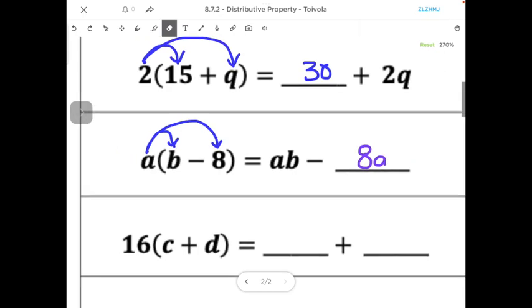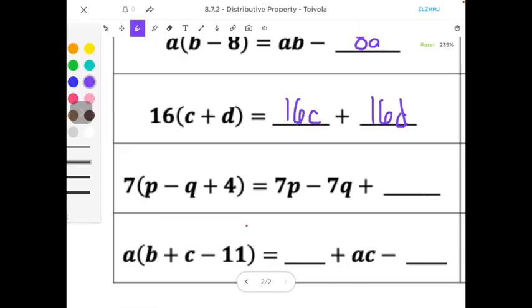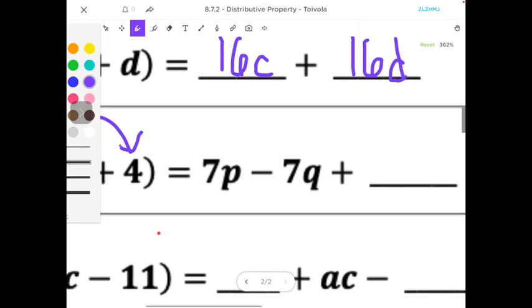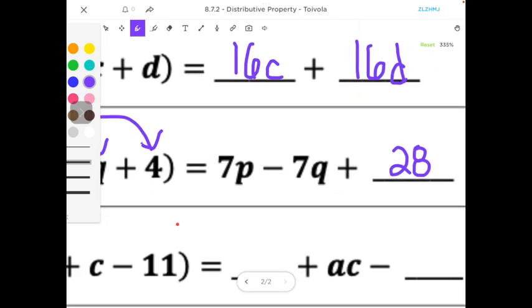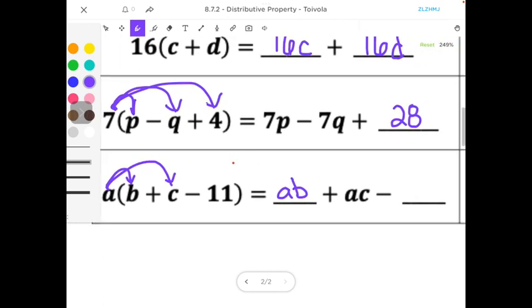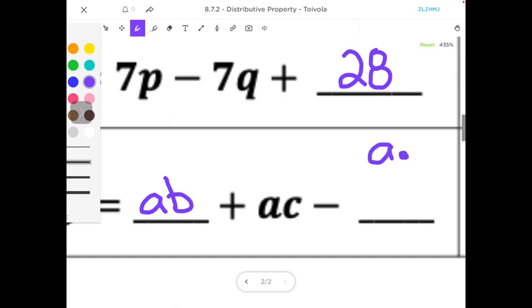Okay, so for the next one, you should have 16C and 16D. For the one after that, it's 7P, 7Q, and 7 times 4 is 28. After that, I don't know what A and B are, so I'm just going to write that as A times B smushed together. Then it's AC, and then the last one, A times 11, which we could write as A times 11, but we're going to see it as 11A.